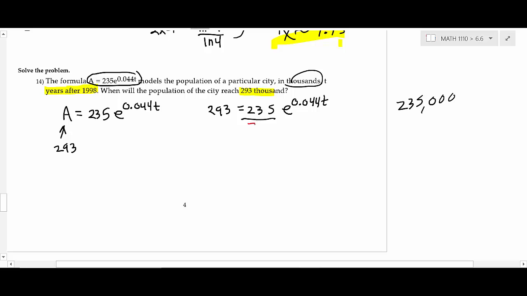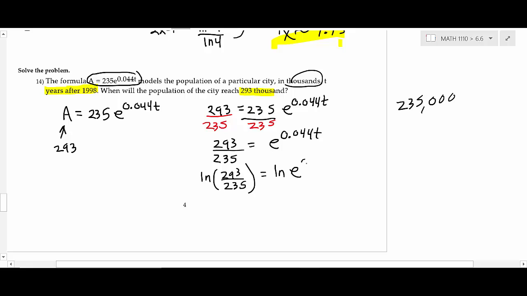So what we're going to do is divide both sides by 235. Now you could take your calculator and divide 293 by 235, but I'm going to leave it alone. I want to try to get you to be able to write the exact answer and use your calculator at the end, if you can. Now we're ready to take a log of both sides. So we're going to have ln 293 over 235, and on the right side, ln of e to the 0.044t.